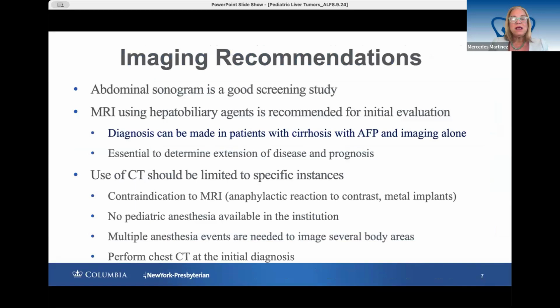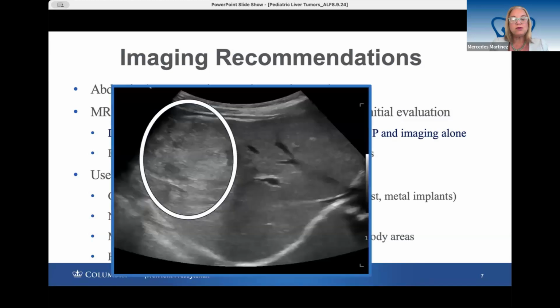Then the most important and reliable way to evaluate these patients is with imaging, trying to look at the liver. I think that one of the imaging modalities that is available even at the bedside now, in doctors' offices and in the emergency room, is abdominal ultrasound. And this is a very good screening tool. I'm going to show you this image. This is an abdominal ultrasound.